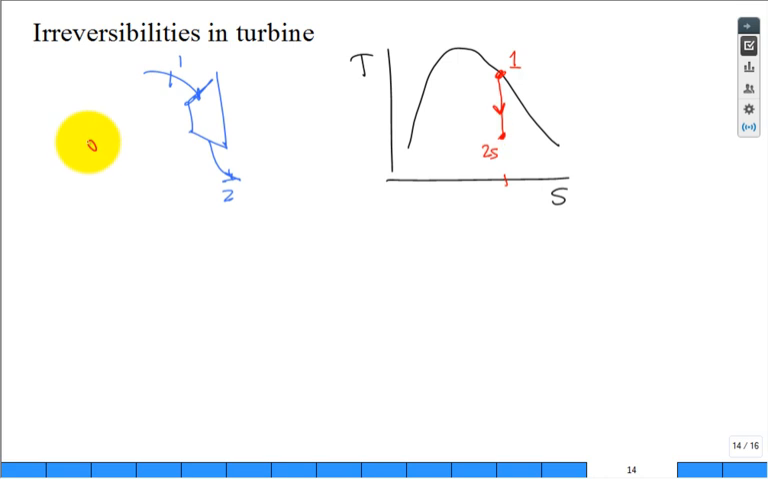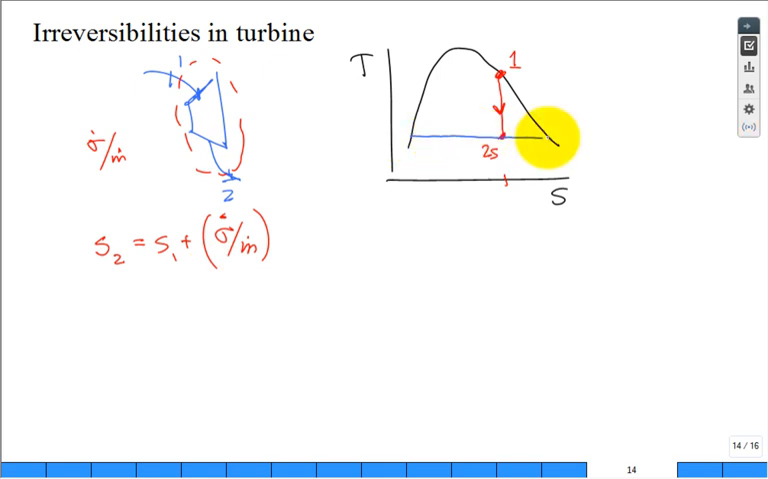So sigma dot divided by m dot is not 0. When you do a second law analysis, you find that the outgoing entropy is equal to the incoming entropy plus any entropy generation per mass flow through it. That's a second law. This is still insulated. There's no heat transfer to the surroundings. So S2, if you have irreversibilities, is greater than S1. The assumption is you still go down to the same condenser pressure. So the low pressure P2 doesn't change.